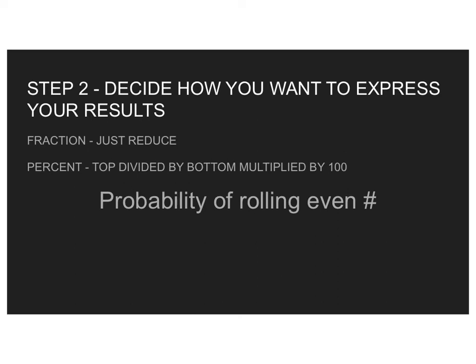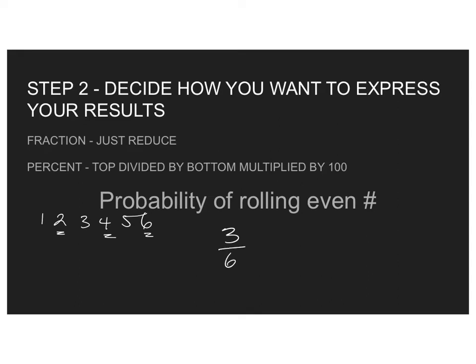Step 2 is to decide how you want to express your results. So here we have another example: the probability of rolling an even number. On a dice we have a 1, 2, 3, 4, 5, and a 6. So the even numbers are 2, 4, and 6. So there is a 3 out of 6 chance you're going to roll an even number.